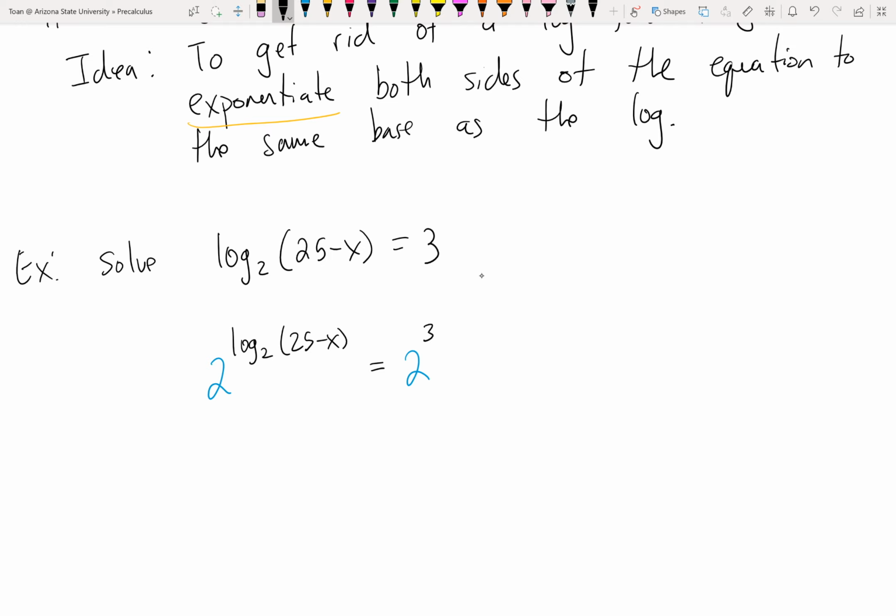This is called exponentiation. So, of course, base 2, they quasi-cancel out, leaving us with 25 minus x equals, and then this should just be a regular number you figure out. 2 cubed is 8, and voila, we have a regular linear equation to solve. So solve for x really quickly, you're going to get 17. This is a log problem, so you must check your answer against the argument. When you plug it in, it's going to be a good answer.